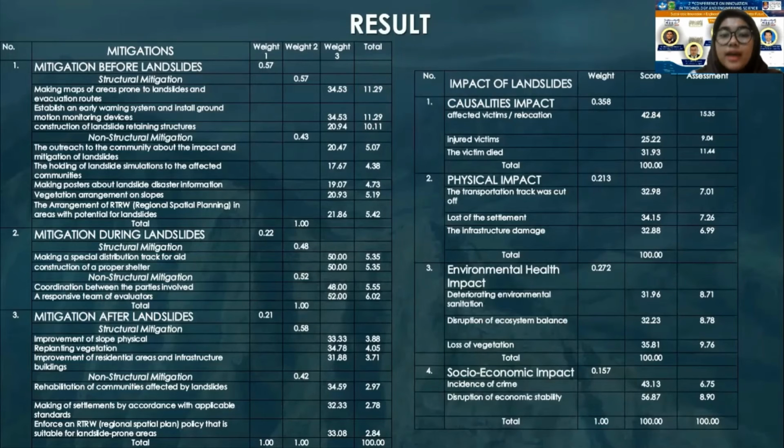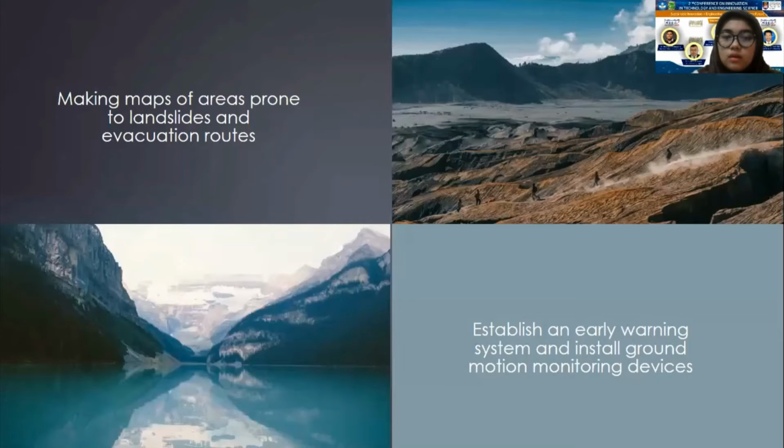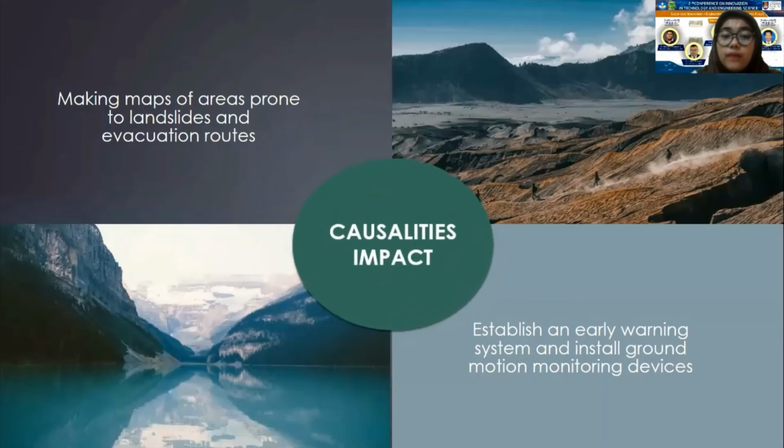The result of the assessment shows that mitigation measures before landslide occurs have the greatest weight value compared to mitigation efforts during and after disaster. Based on the result of assessment, the most significant impact and the most important mitigation of landslide are related. Because the mitigation carried out is a mitigation that can reduce or even eliminate the greatest impacts of landslide.